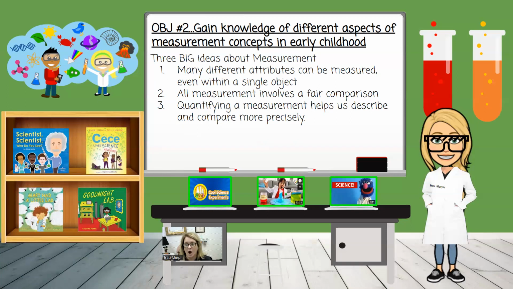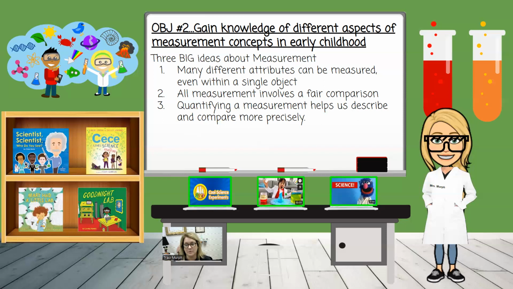Number 2, all measurement involves a fair comparison. For example, with containers, a fair comparison would be to measure the same attribute of both containers. We can't measure the height of one and then the width of another. We need to measure the same attribute in order for it to be fair.